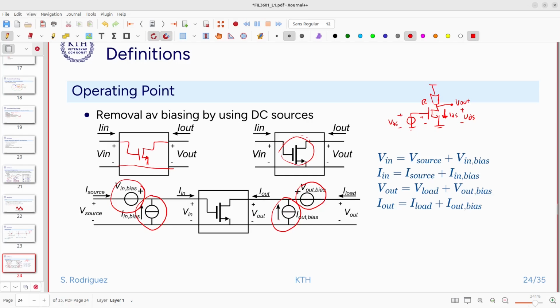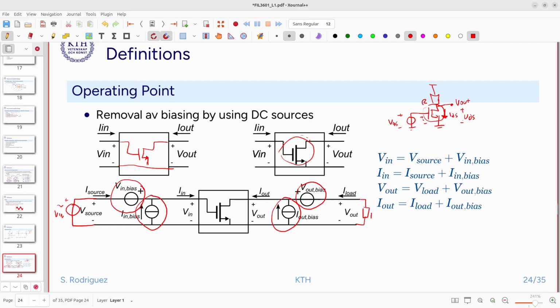What we do here is that we are adding these voltages and this current, placing this transistor in the operating point that we want. And here we can connect our signal Vin. We connect the signal here, and then here we can connect our load.